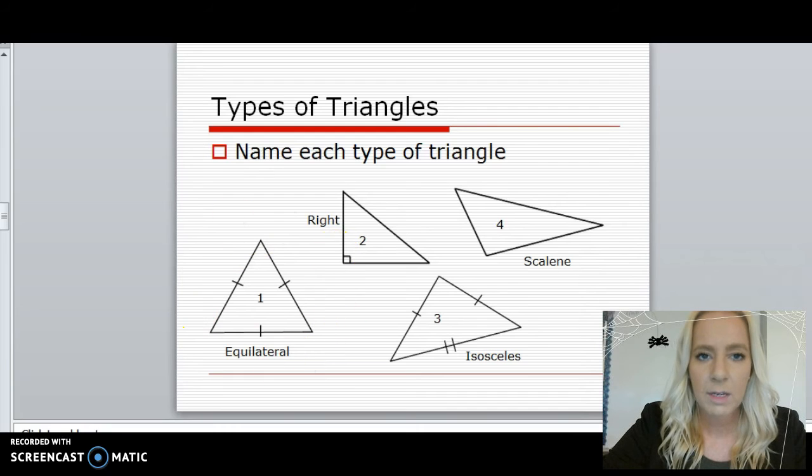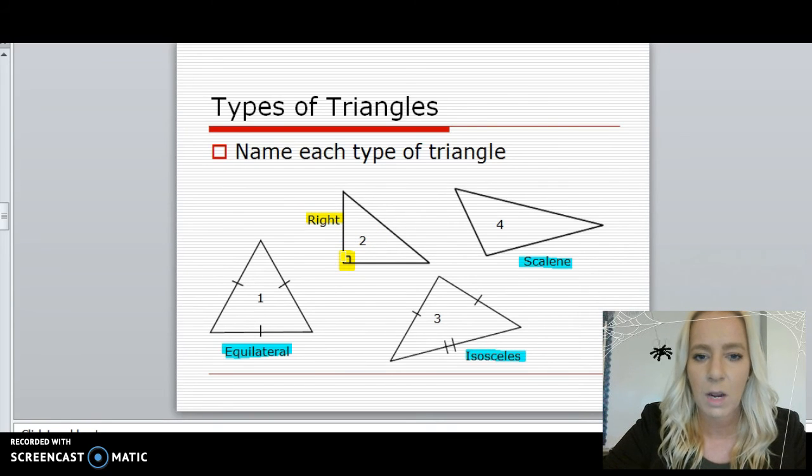So triangle 1 is an equilateral triangle because all sides are the same. I'm going to come back to 2 in a moment. 3 is isosceles because only two sides are congruent. And number 4 is scalene because none of the sides have the same measure. Number 2 is a right triangle. I threw that in there to see if you can identify.